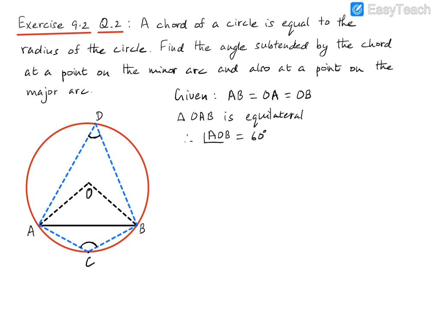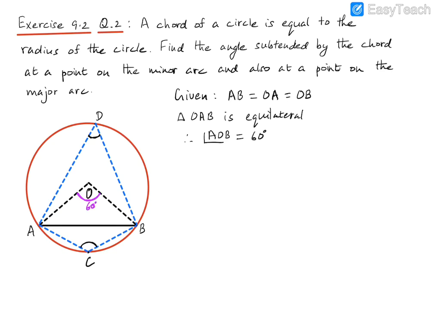Angles in an equilateral triangle are equal, and the sum of all the angles in a triangle is 180 degrees. So each of the angles must be 60 degrees. So 60 plus 60 plus 60 is 180 degrees. Because of the equilateral triangle property, we get this particular angle, the angle at the center of the circle, which is this angle here, as 60 degrees.